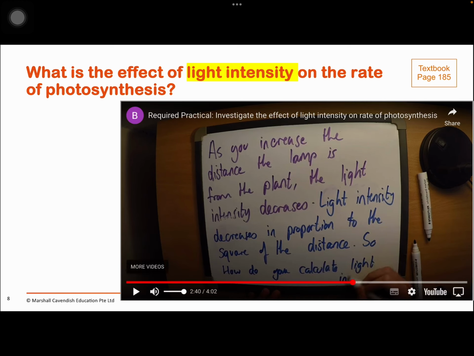Alright, don't worry about calculating the light intensity, but as you can see in this video, as you increase the distance, the light intensity decreases. So what would you be expecting? More bubbles or fewer bubbles?